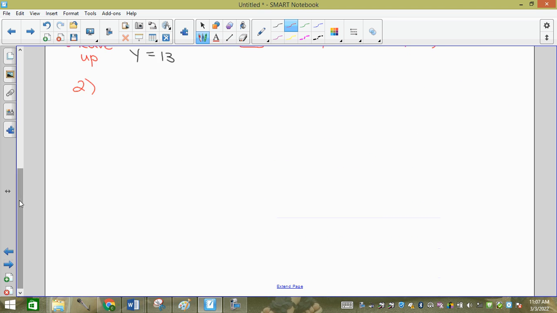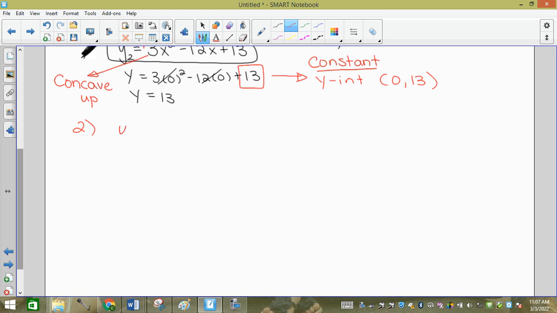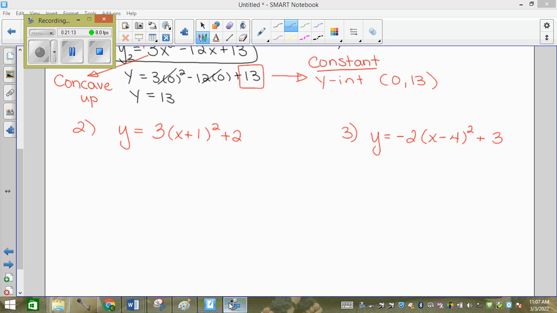So we're in the notes part again. Number 2, you're going to go Y equals 3 times (x plus 1) squared plus 2. And then number 3, you're going to do Y equals negative 2 times (x minus 4) squared plus 3. Try those 2 out. You're converting to standard form from vertex form. We're going to go through them quickly.